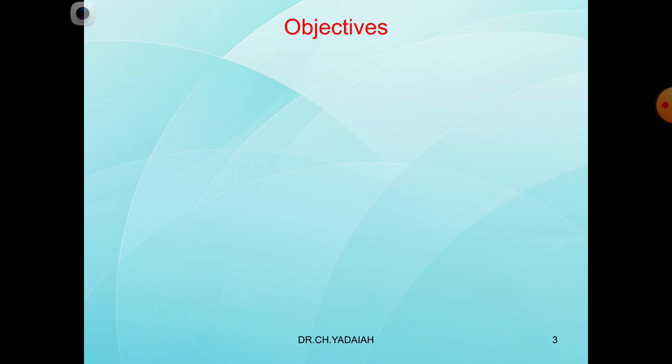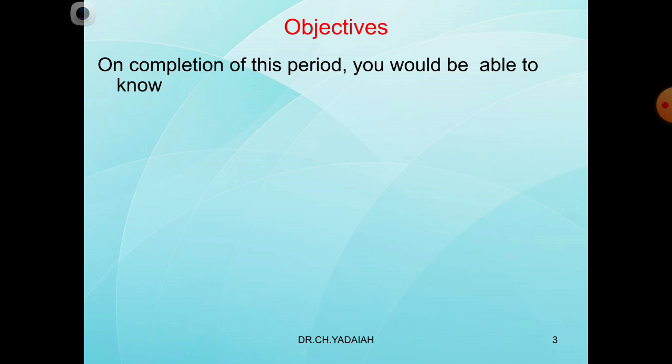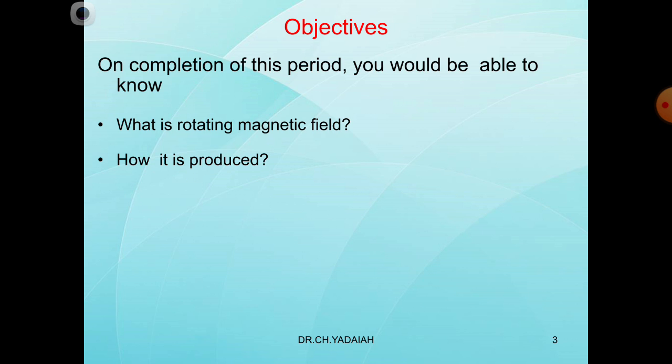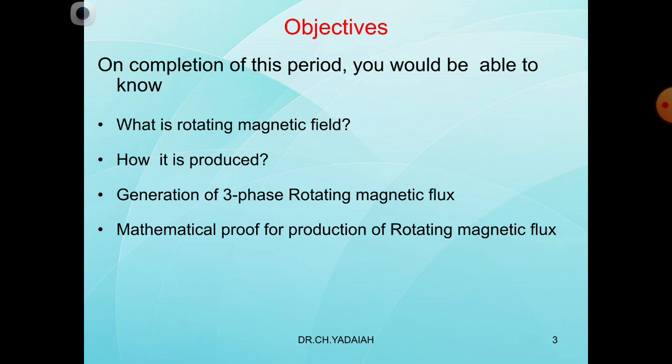Now, in this class, our main objectives are: what is a rotating magnetic field, how it is produced, and generation of a three-phase rotating magnetic field in a synchronous motor, which can be proved with a mathematical proof of production of rotating magnetic flux.